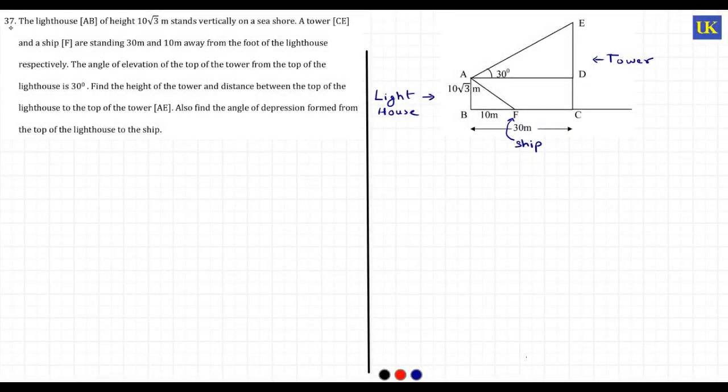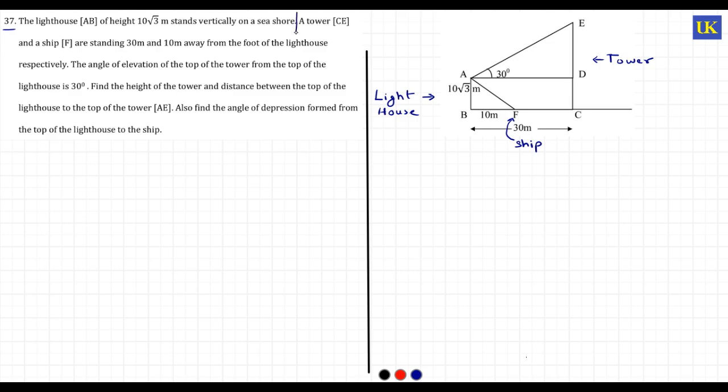So students, here we will be studying question number 37. The question says that the lighthouse AB, a lighthouse of height 10 root 3 meter, stands vertically straight on the seashore.